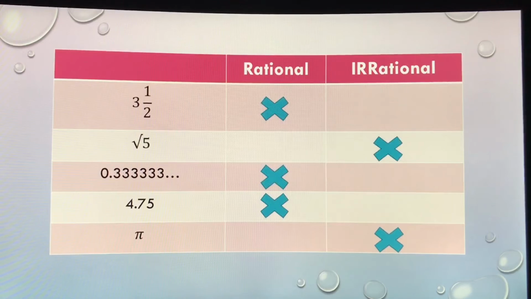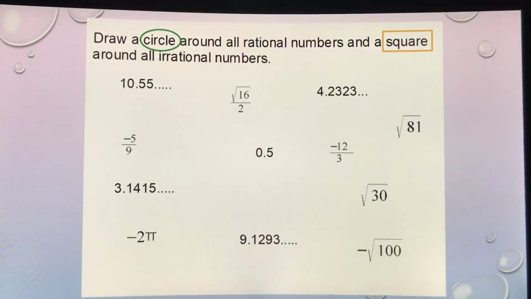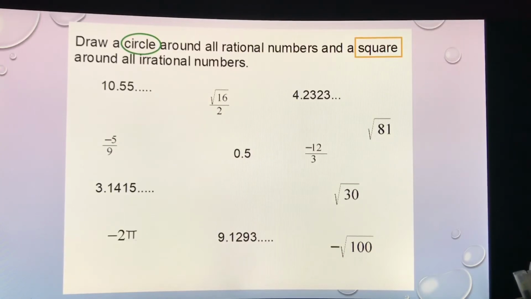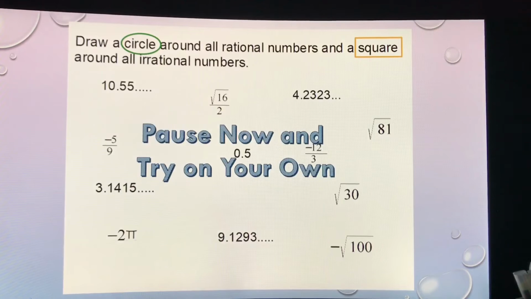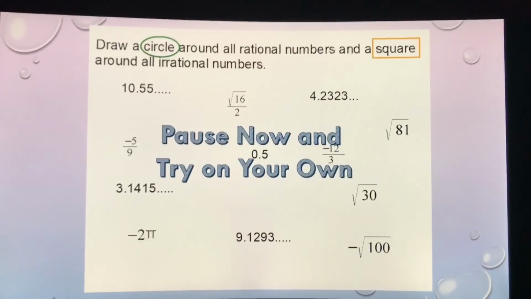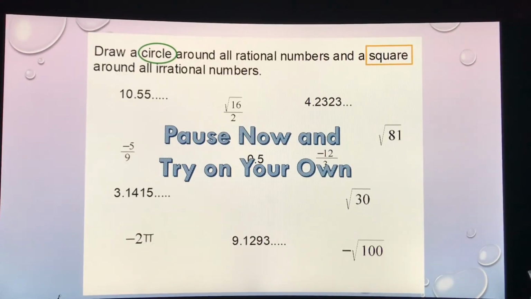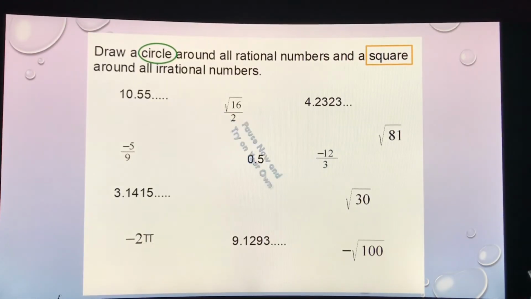Okay? So, let's take a look at this. We're going to draw a circle around all rational numbers and a square around all irrational. So, here's my advice. Pause the video now and try these on your own. Okay, let's see how you did.